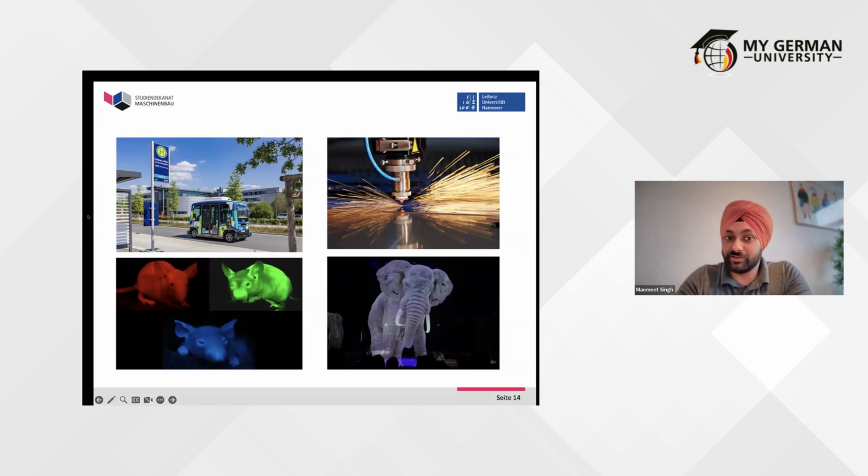Then we know that laser is very heavily used in production when it comes to laser cutting, welding, and other things. Then we have a very big and most interesting field in which I also have a specialization. It's biophotonics in the field of medicine. Then also in the entertainment industry, this is actually a picture from a Roncalli circus. It's a very famous one.